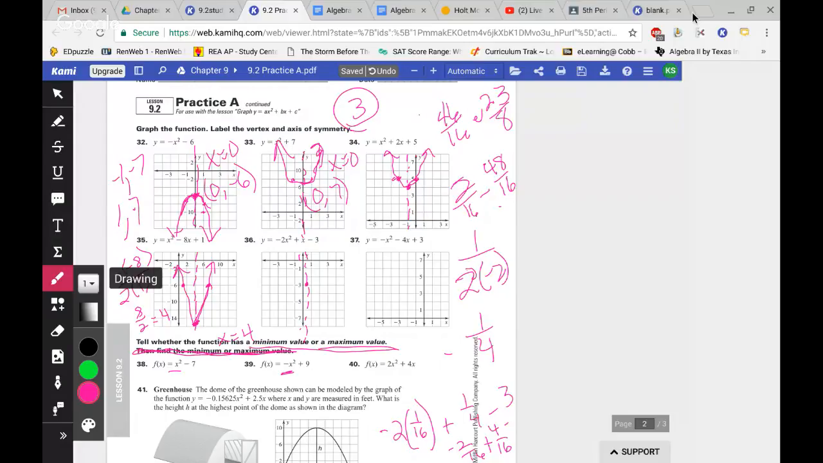Yes, ma'am. And then for your points, what did you pick for your points? Did you pick 1? I picked -1 and -6. Okay. 1, which would give me a negative 2 plus 1.